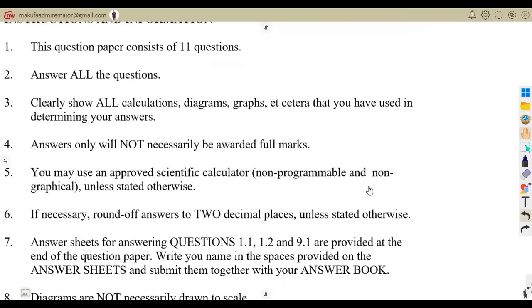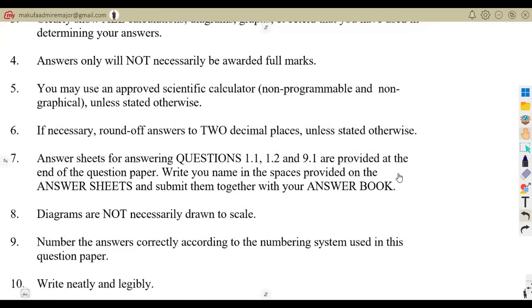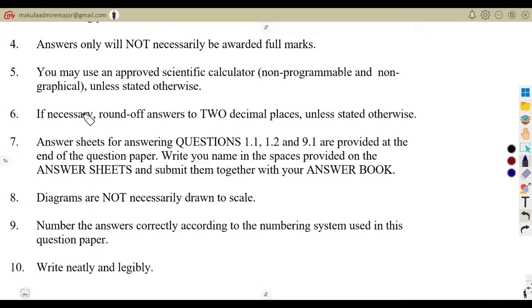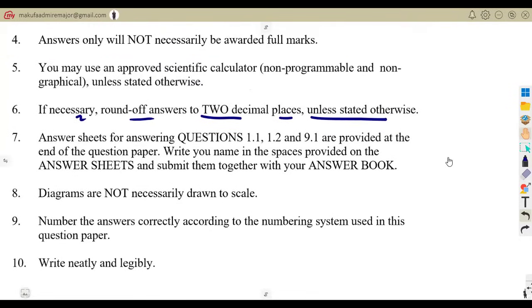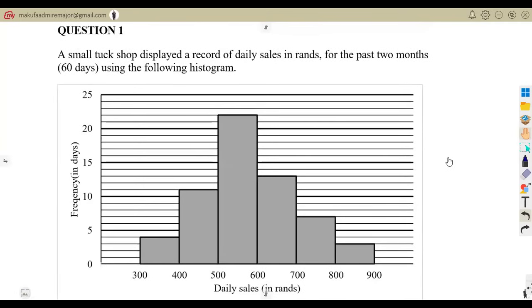This question paper had 11 questions, and we are given: if necessary, round off answers to 2 decimal places, unless stated otherwise. So make sure, guys, you read all the instructions that are given there. That is meant for you to read and understand as you are to answer your questions.